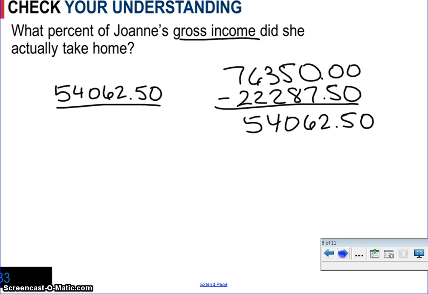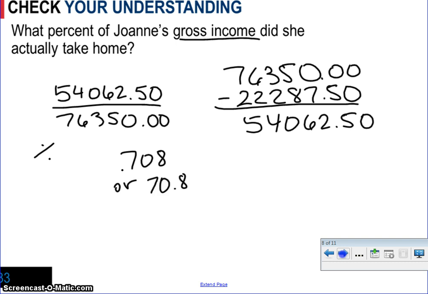So again, looking at another ratio, I've got 54,062.50 divided by 76,350. Put a little division sign there. We're looking at 0.708 or 70.8% of her check she's taking home.